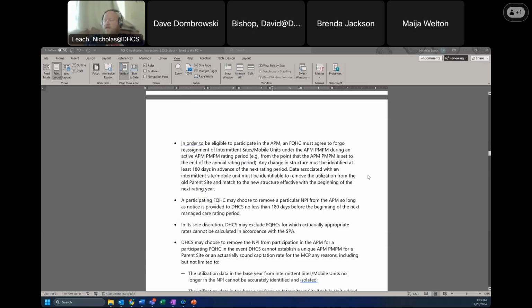One of the pieces here is that in order to be eligible to participate, the FQHC must agree to forego reassignment of intermittent sites and mobile units under the APM during an active rating period. So any changes must be identified at least 180 days in advance of the next rating period, so that data associated with the intermittent sites can be identified, and so it must be identified to be able to move that from the old parent site and to match the new structure.